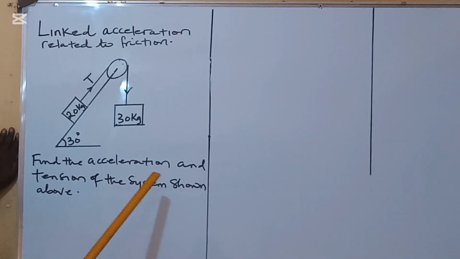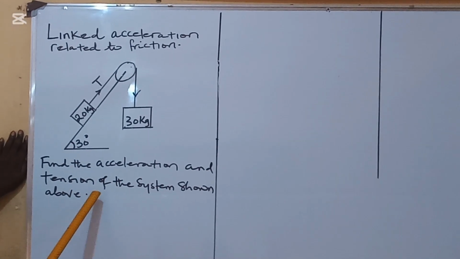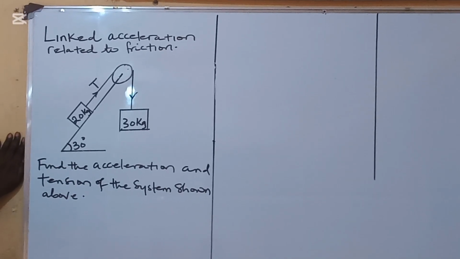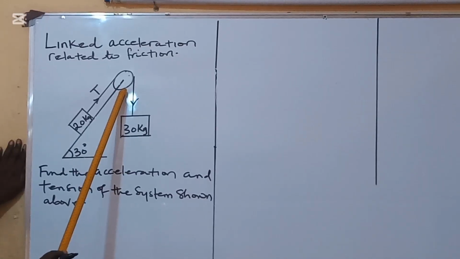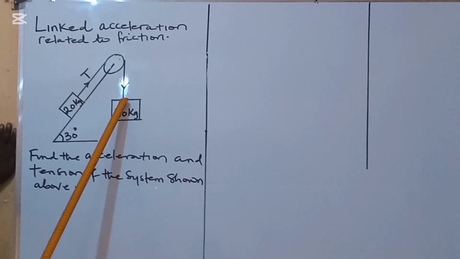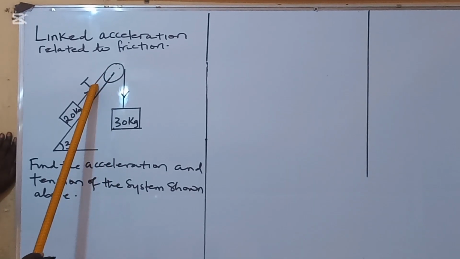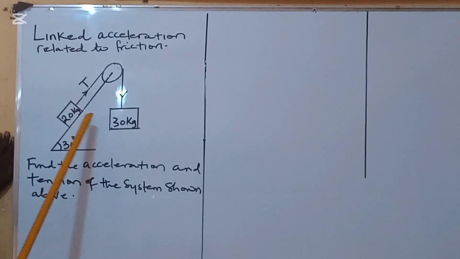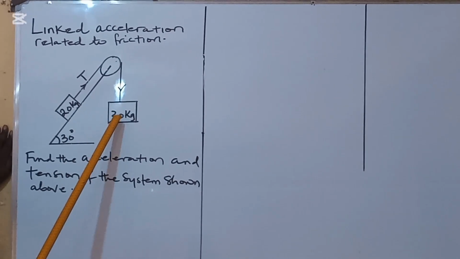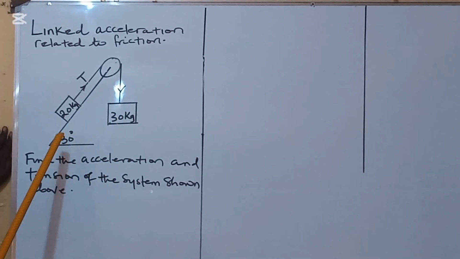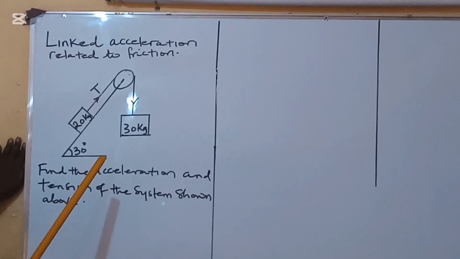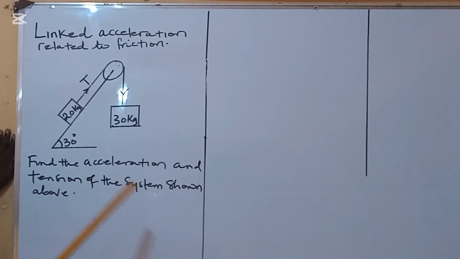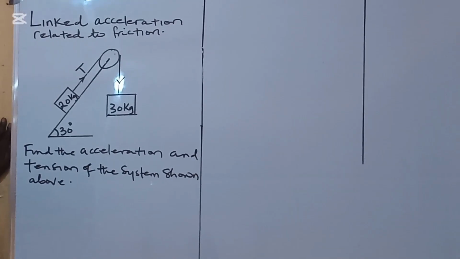Find the acceleration and tension of the system shown above. Now we have a pulley, and a string passing across the groove of the pulley, holding one body of mass 20 kg and the other body of mass 30 kg. The incline is at 30 degrees. We are asked to find the tension T of the system of forces.